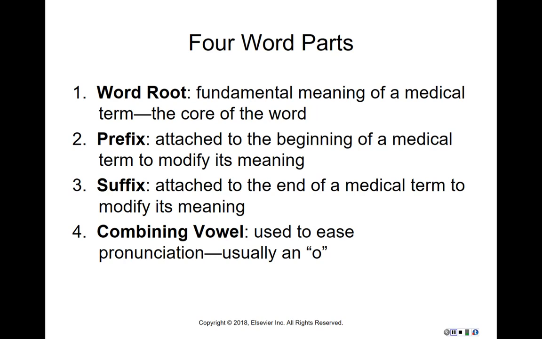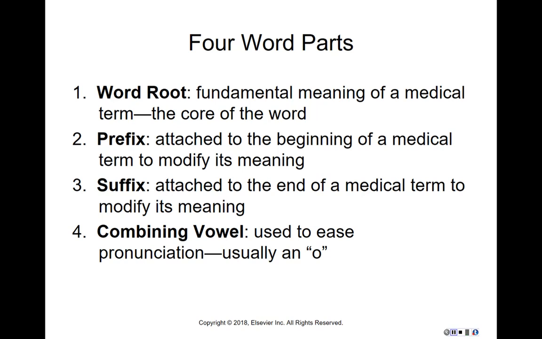The O is the combining vowel used between two word roots, oste and arthro. In the medical term arthropathy, O is the combining vowel used to connect the word root arthro and the suffix pathy. But in the medical term subhepatic, the combining vowel is not used between the prefix sub and the word root hepat.